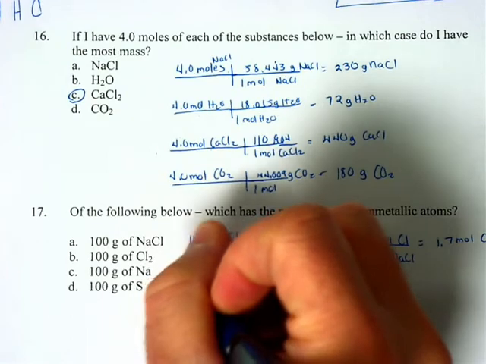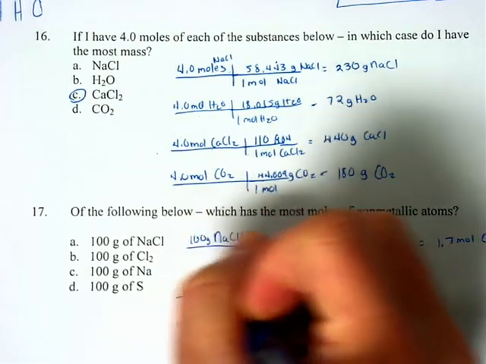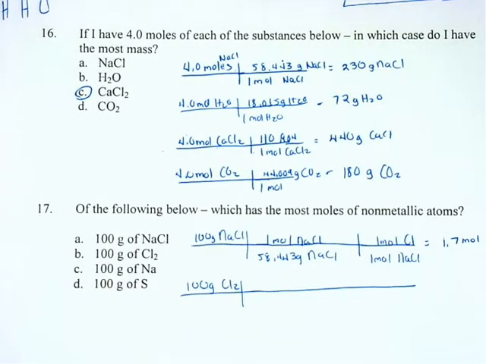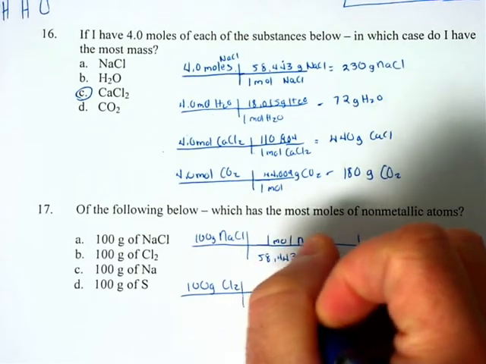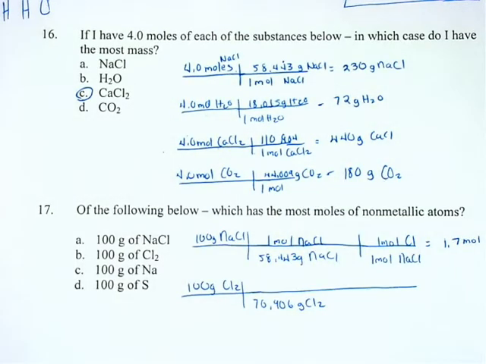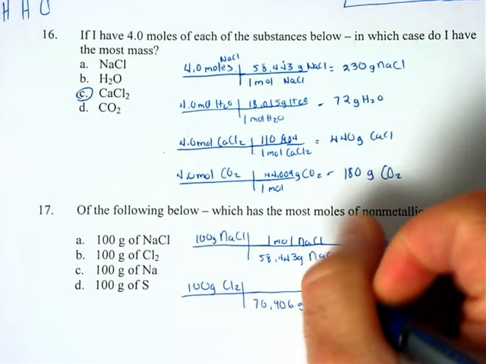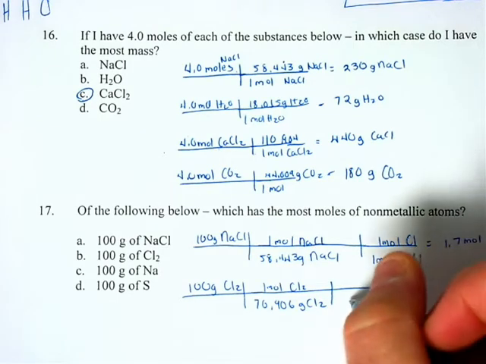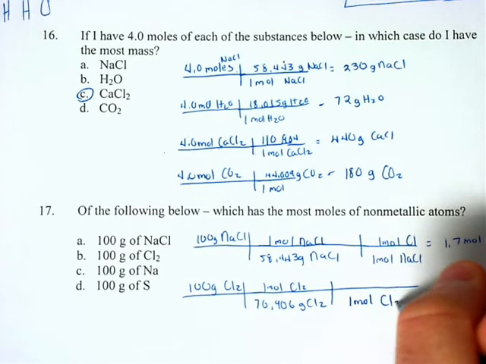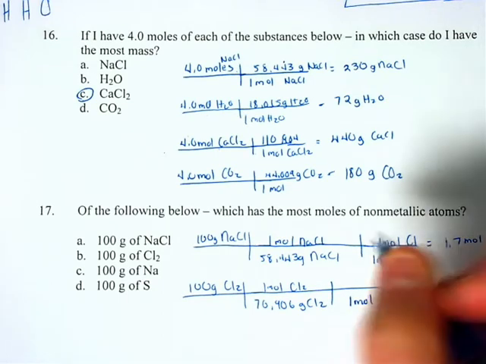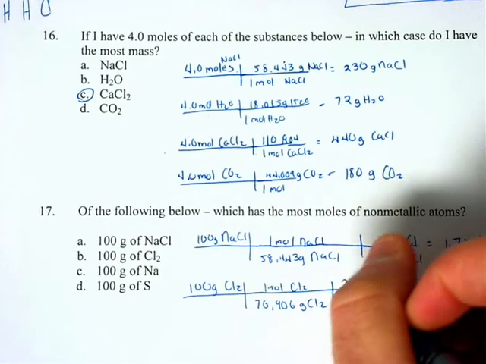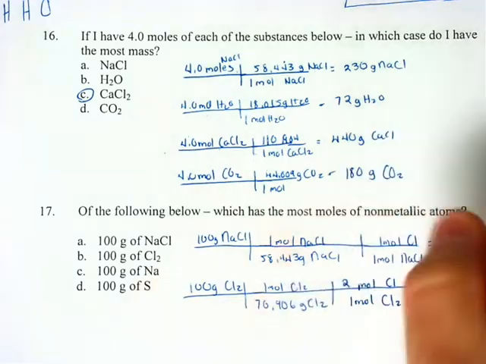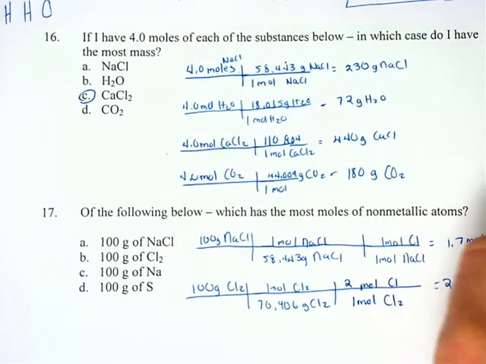Let's go on to the next one. 100 grams of Cl2. What's the molar mass of Cl2? About 70.906. Cl is like 35.45 times 2. It's going to be 1 mole of Cl2. And in 1 mole of Cl2, how many moles of Cl do we have? How many moles of just chlorine do we see? We see 2 chlorines. About 2.8 moles of Cl.